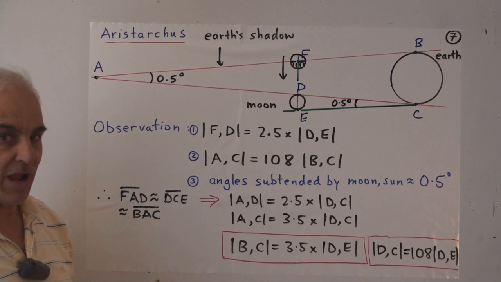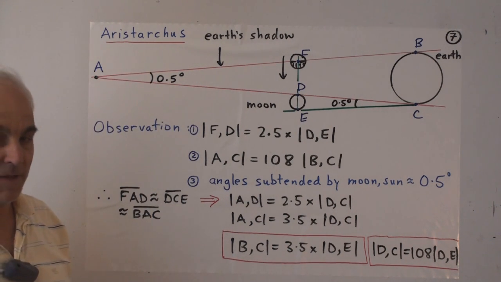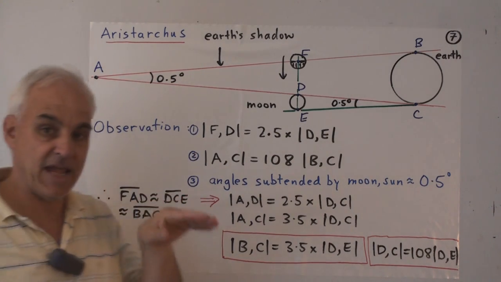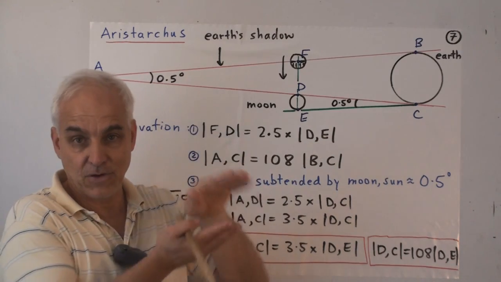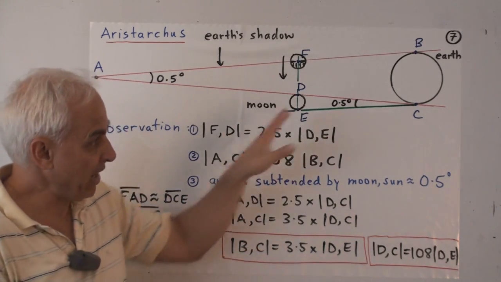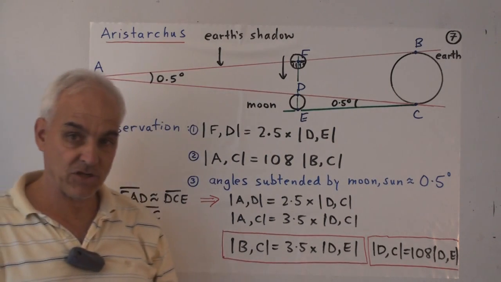What's important in this diagram is that we know what this angle is. This angle, which is roughly half a degree, is the same angle as subtended by the sun at the Earth's surface. Compared to the distance to the sun, the difference between here and here is not very much.